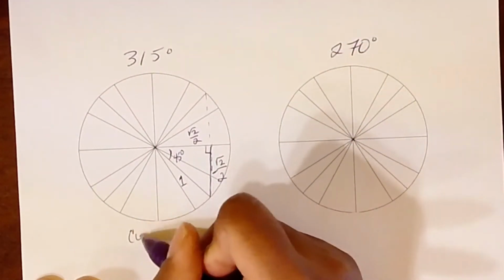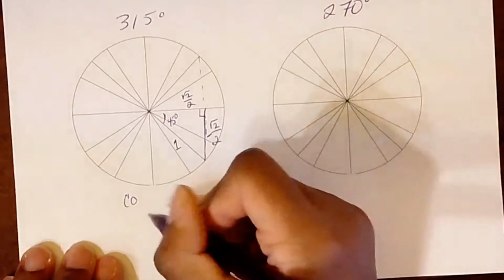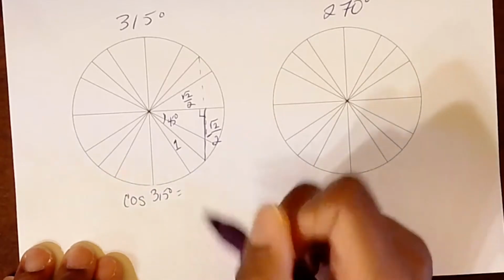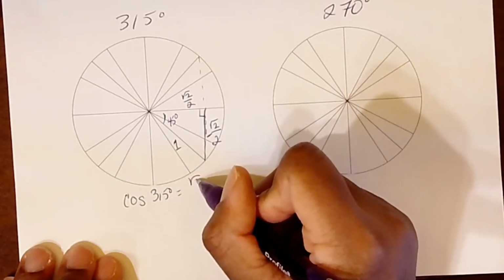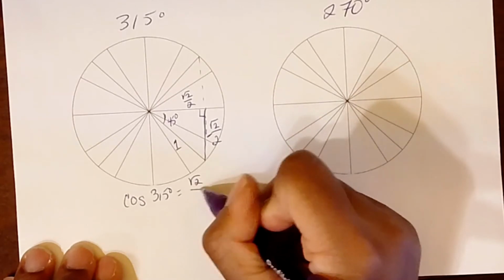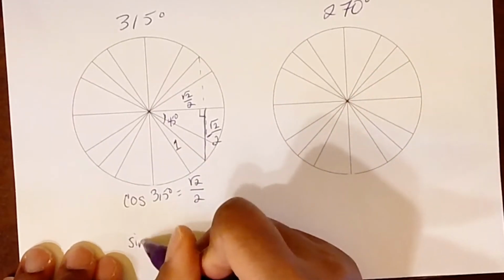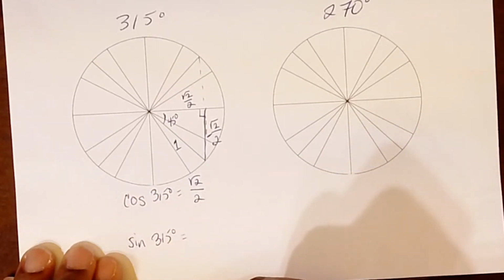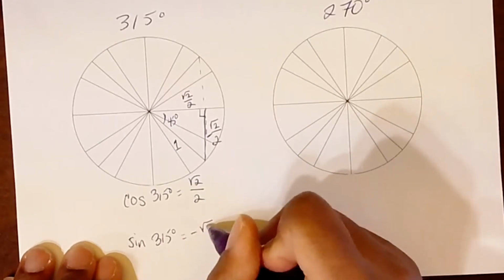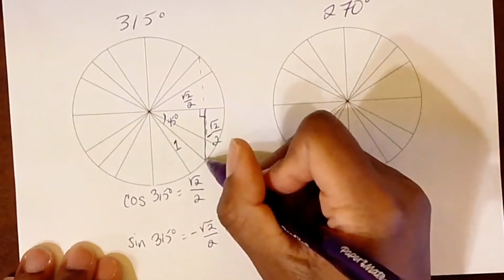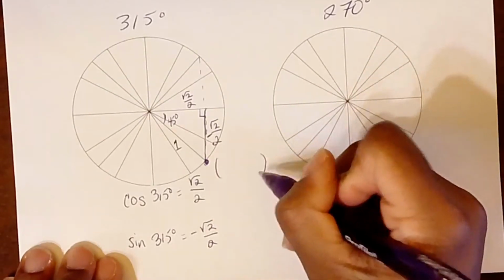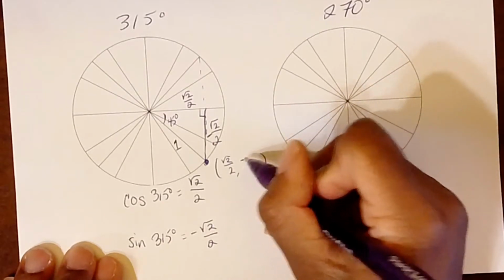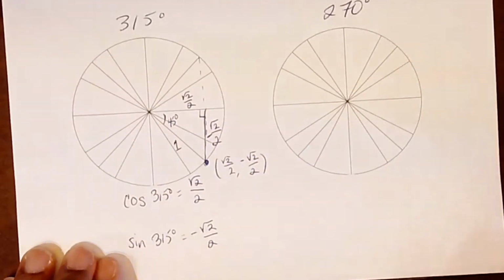So cosine of 315 degrees is the square root of 2 divided by 2 over 1, which is just the square root of 2 over 2. And sine of 315 is equal to the negative square root of 2 over 2 divided by 1, which is the negative square root of 2 over 2. Again, it still follows that as coordinates, this would be the square root of 2 over 2, and negative square root of 2 over 2.